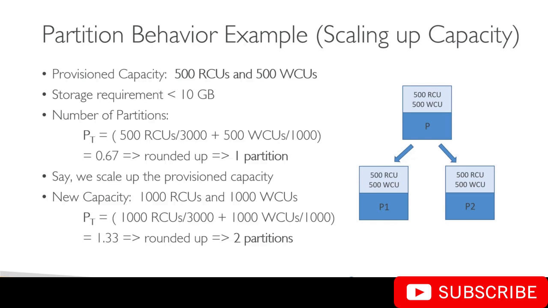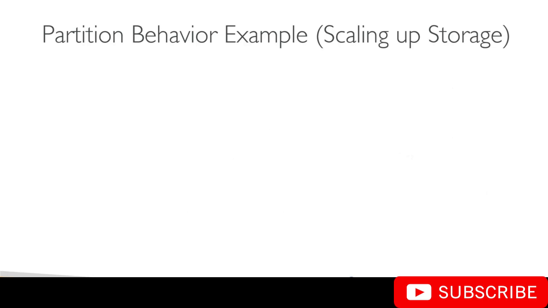So DynamoDB is going to create 2 new partitions and segregate data into it. So each partition will receive an equal amount of the new provisioned capacity. So half of the RCUs will go to each partition and half of the WCUs will go to each partition. So each partition is going to receive 500 RCUs and 500 WCUs. So when you scale up, you're going to increase the number of partitions. So remember that when you scale up the capacity, you might end up increasing the number of partitions that get allocated to your table.